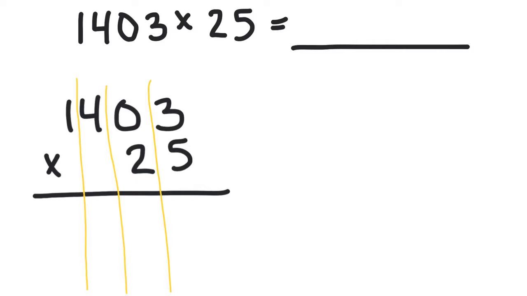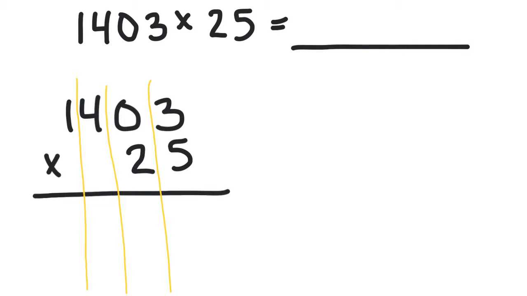All right, so when we're using the standard algorithm, what we're basically going to be doing is taking this 1,403 and multiplying it by the 5 in our first step. Then we're going to take the 1,403 and multiply it by this 2, but it's not just a 2 because it's in the tens place, so it's a 20. So we're basically doing 1,403 times 5 and then 1,403 times 20. We'll get those two answers and then we'll add them together to get our final answer.